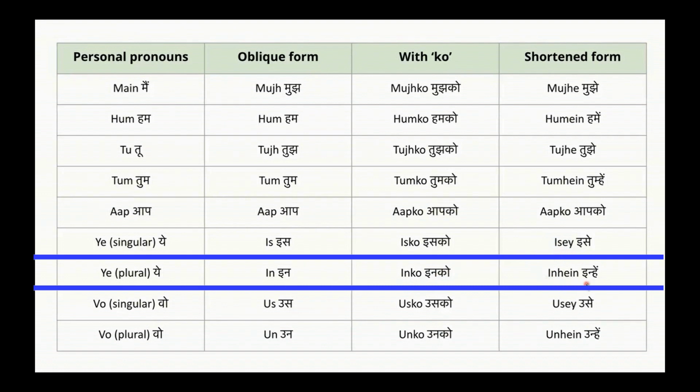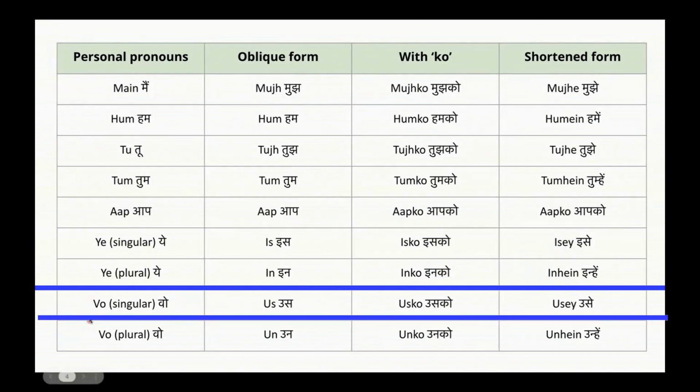इन्हें जाने दीजिए, please let him go, or please let them go. Then you have वो. Once again, just like ye, you have two forms of वो pronoun. वो means that, which means for a person or an object that is far away. Wo is that, so that person, it can be that object, that boy, that girl. So it can mean he, she, it, or they.